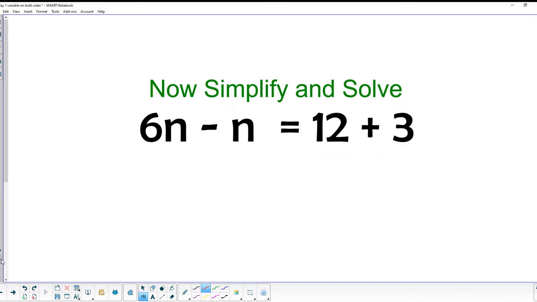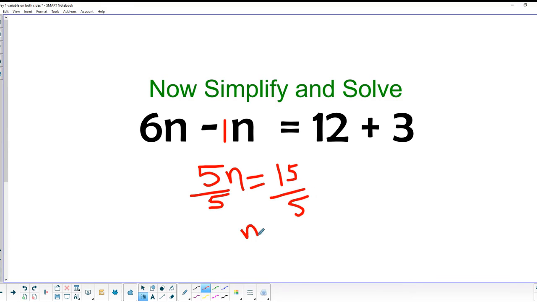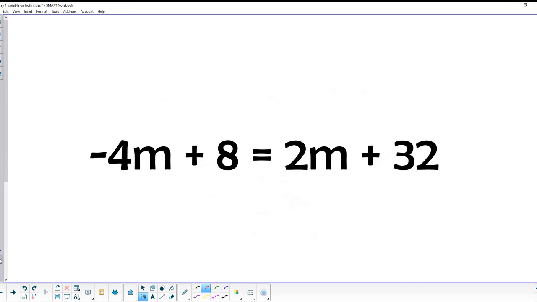So let's try another one. That was the step that we just did on the other slide, but basically, again, 6n minus 1n is 5n, so you can see that process again. And 12 plus 3 is 15. So when we divide by 5, n is going to equal 3. So that's the process. We repeated it twice so you could see it and understand it.